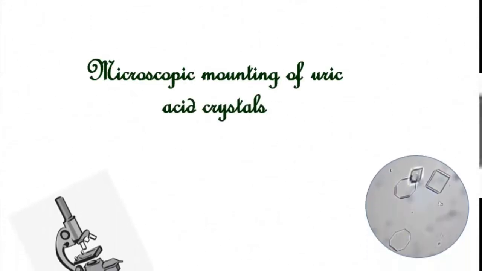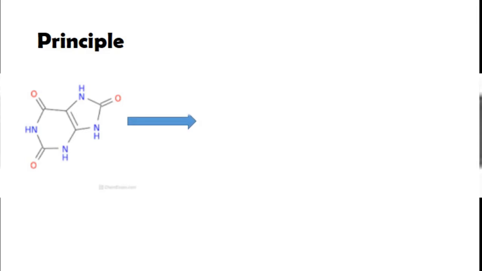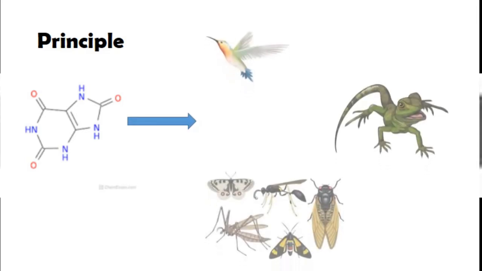In today's lab, we are going to now prepare a temporary mount of uric acid crystals. Uric acid is the excretory product of terrestrial organisms that need to conserve water. When uric acid is treated with sodium carbonate, it forms sodium urate, which precipitates in acidic conditions.